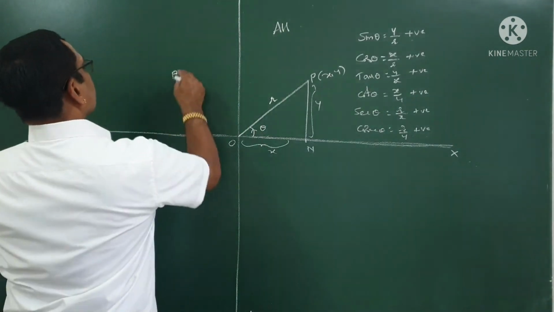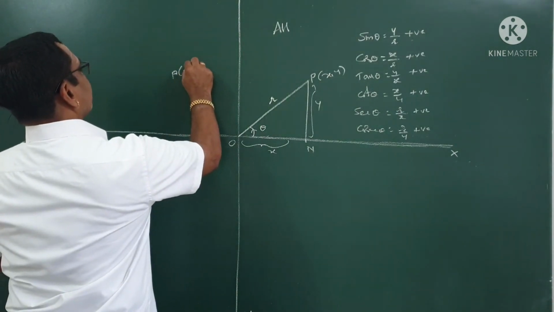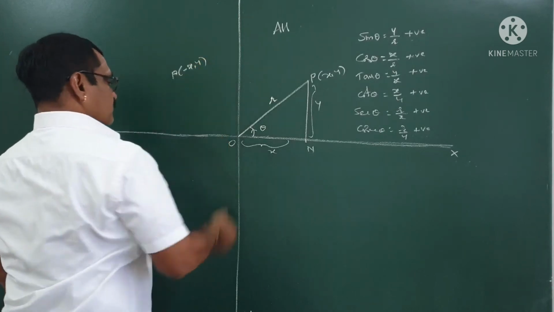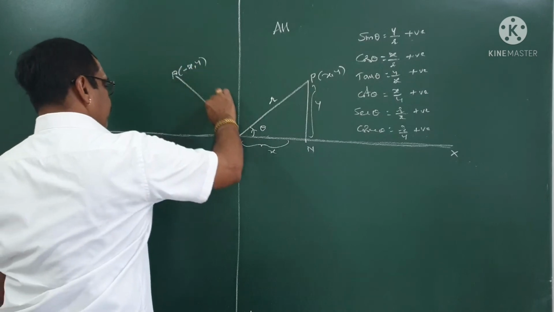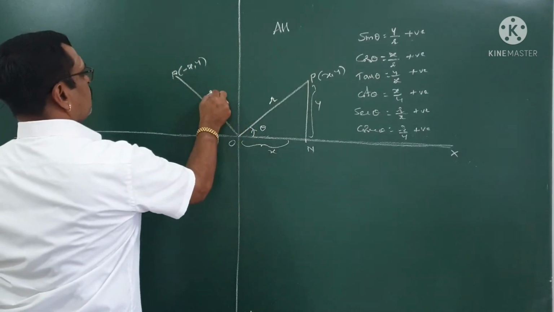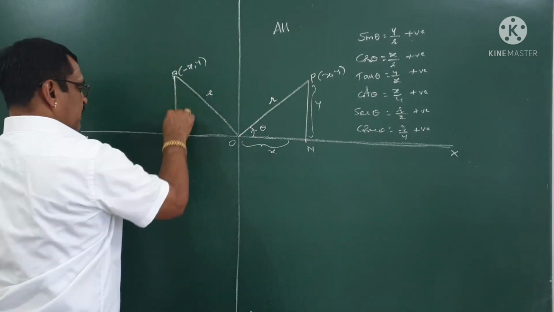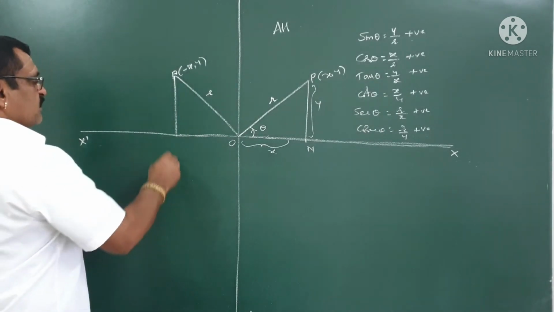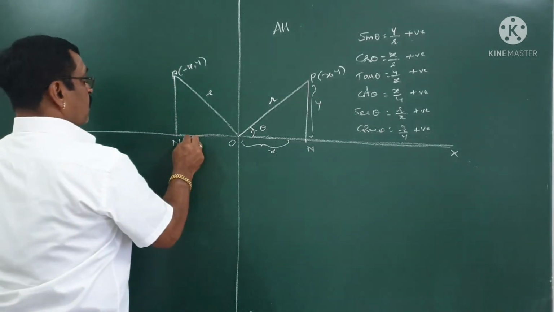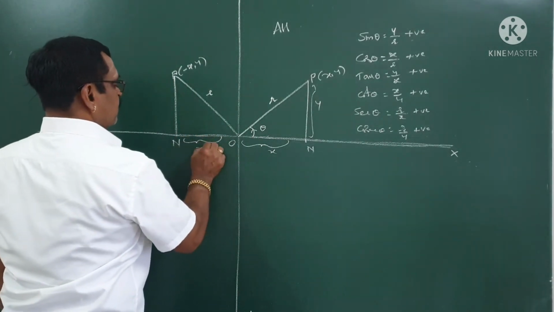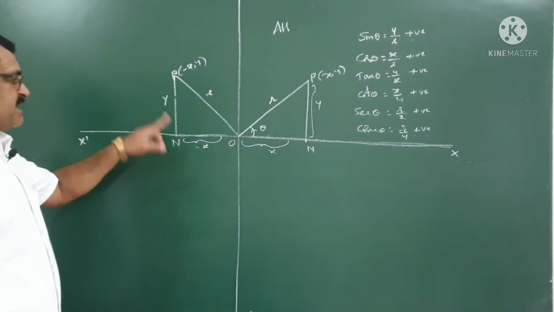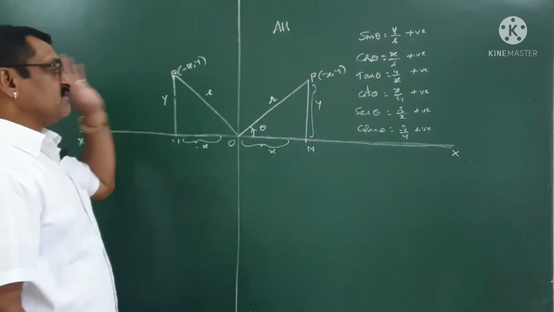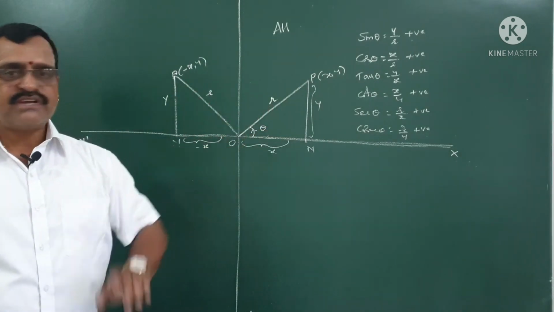Of course, here the x coordinate is negative and the y coordinate is positive. Now join OP, again r. Draw a perpendicular line, again this is N. Now this is negative x and this is positive y. Based on the sign of this x and y, the sign of trigonometric ratios will change.